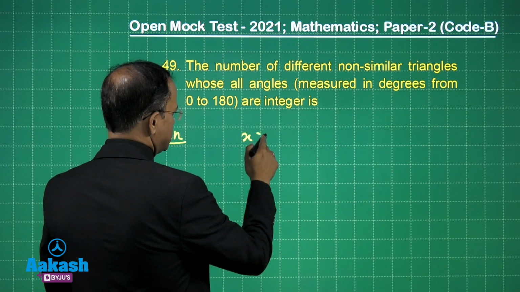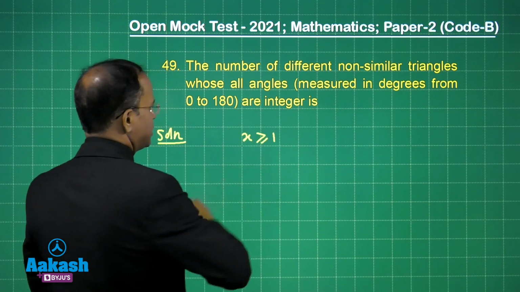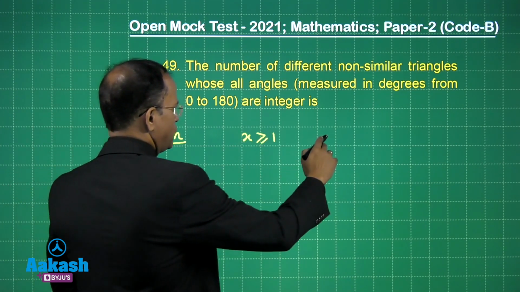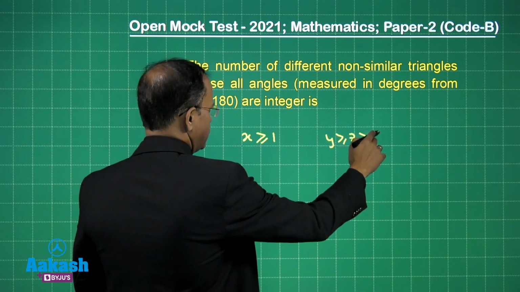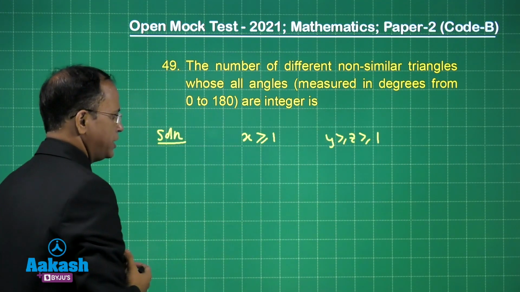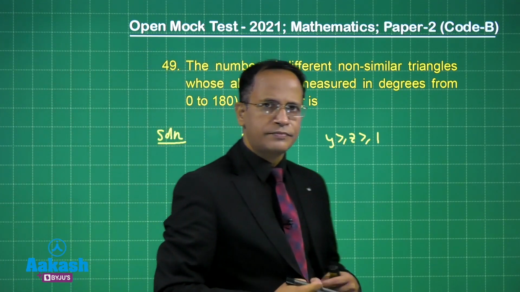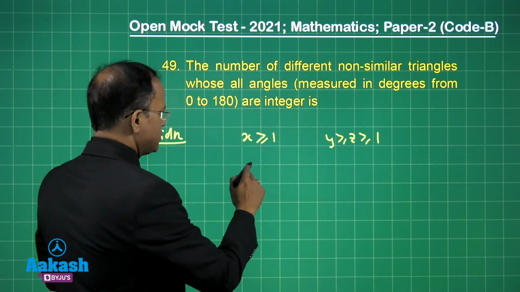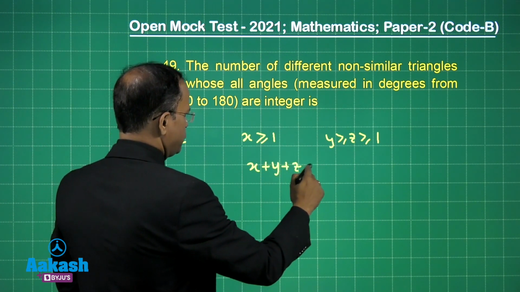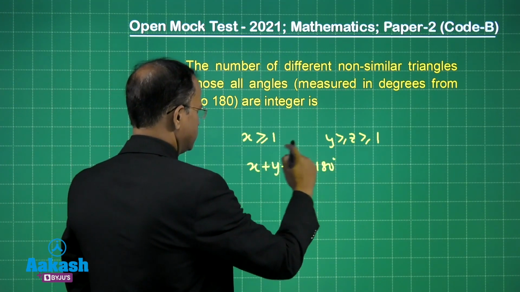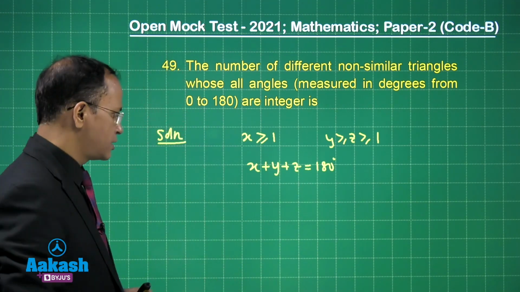If we take the first angle to be x, which is greater than or equal to 1, the next will be y, which is greater than or equal to z, and this is going to be greater than or equal to 1 in this case also, right? This is what we have. Now that means we have these three angles, so the sum is always going to be 180 degree. So this is an integral solution.